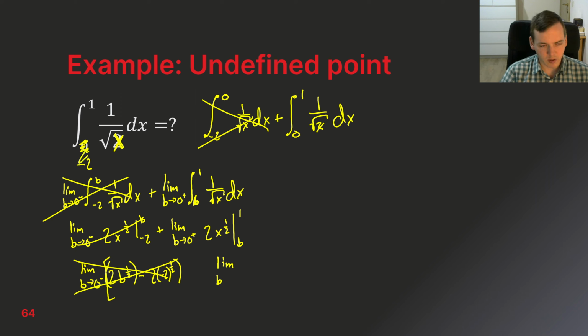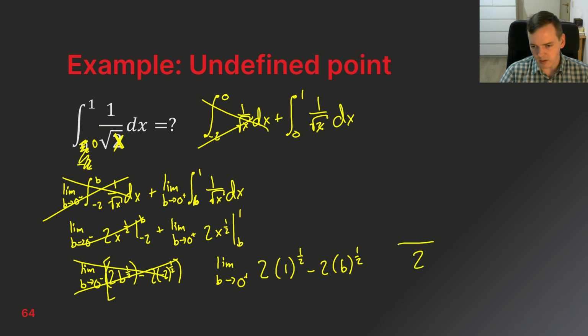So again, we're just going back to the original, with 0 to 1. The limit as b approaches 0 from the positive side, and then we have 2 times 1 to the 1/2 minus 2 times b to the 1/2. And then as b approaches 0, that's going to be just 0. So we end up with a final solution of 2 here. If you have any questions, let me know. But otherwise, that's wrapping up what we're looking at with integrals here.